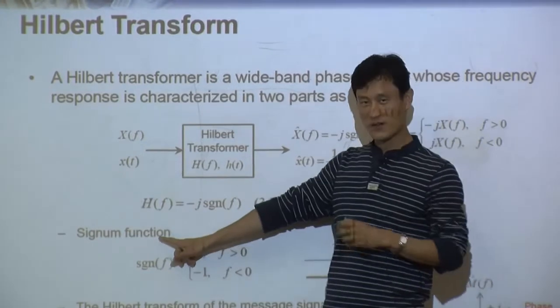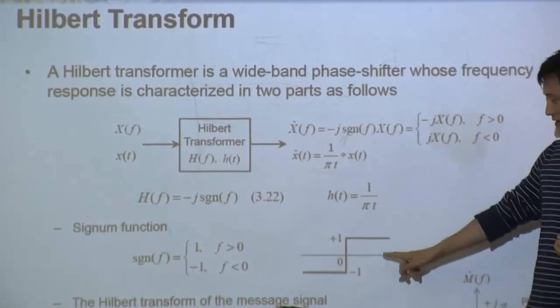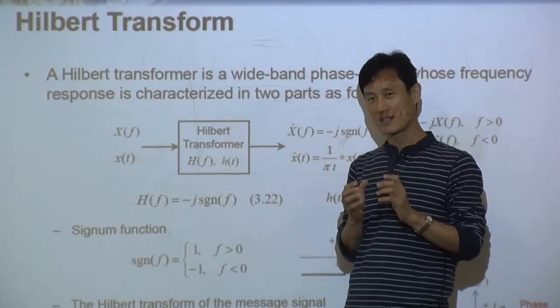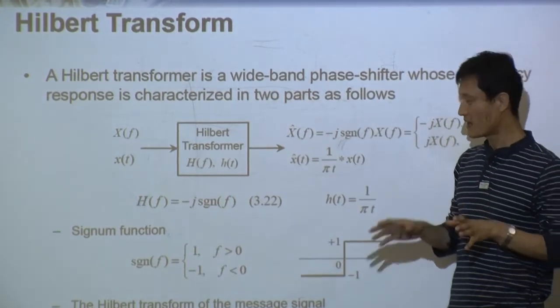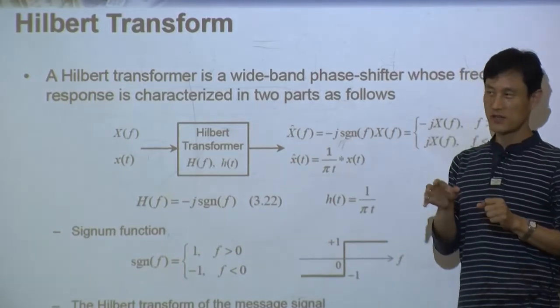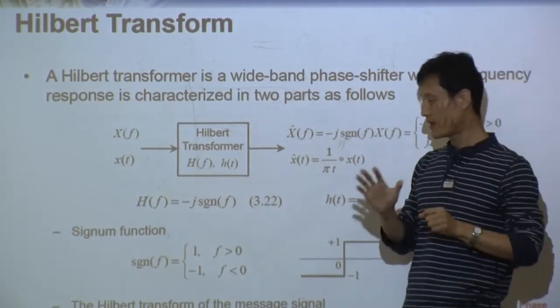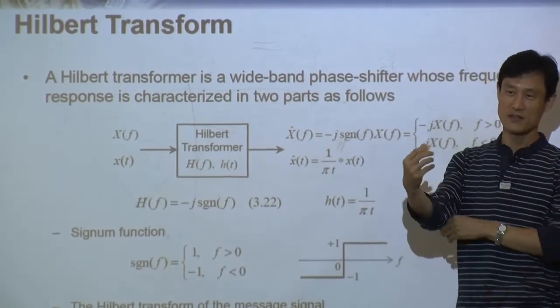The signum function is very simple. What that means is if the input is positive, it doesn't matter the value. Maybe the input is plus 5, plus 0.1, plus 10, plus 100. It doesn't matter. The output is just 1. If everything is positive, the output is 1.